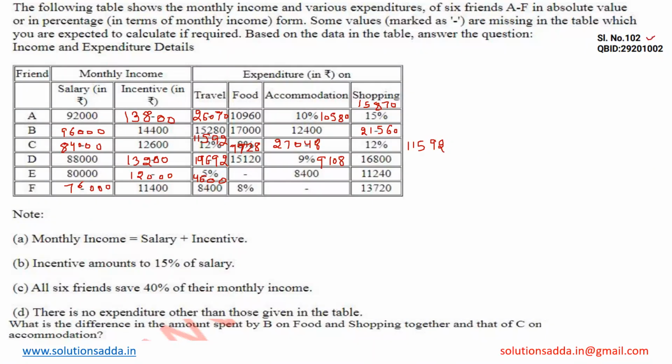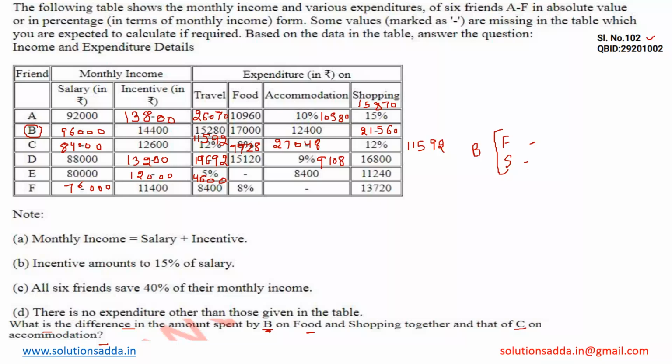Hello everyone, this is question number 2, and this question is also based on the given table. I already taught you how to calculate the values of this table. So the next question on the basis of this data is, what is the difference in the amount spent by B? We need to focus on the amount spent by B on food and shopping together, and that of C on accommodation.